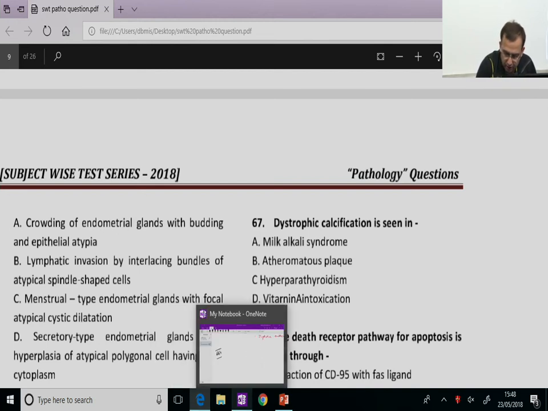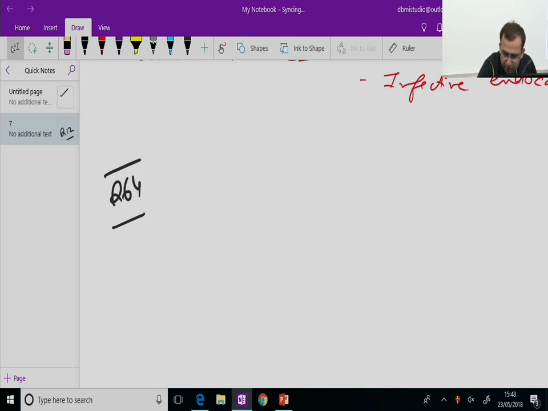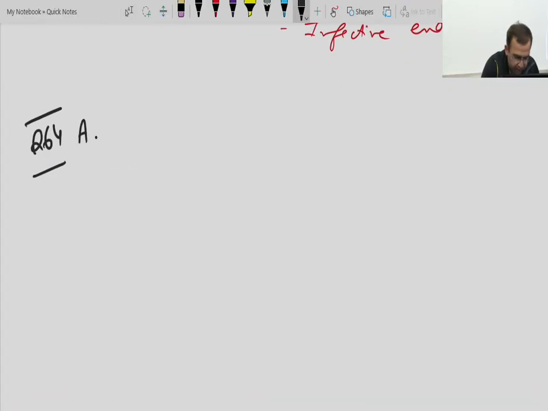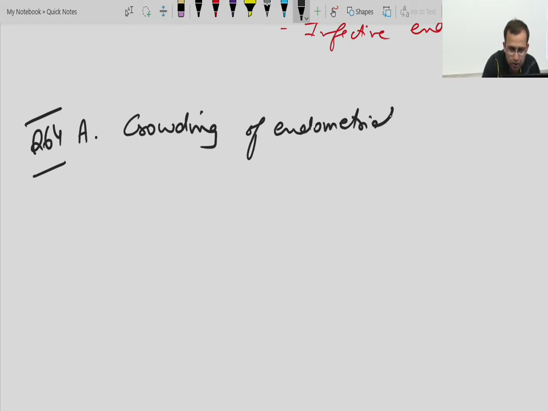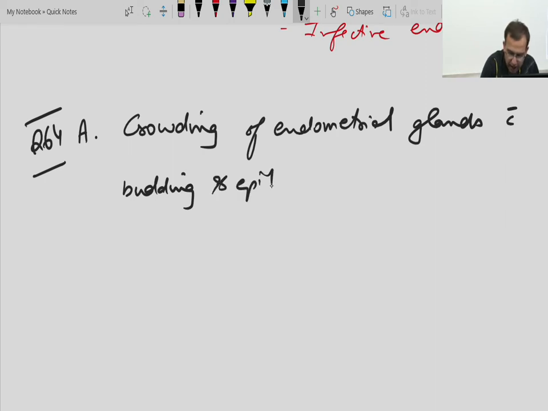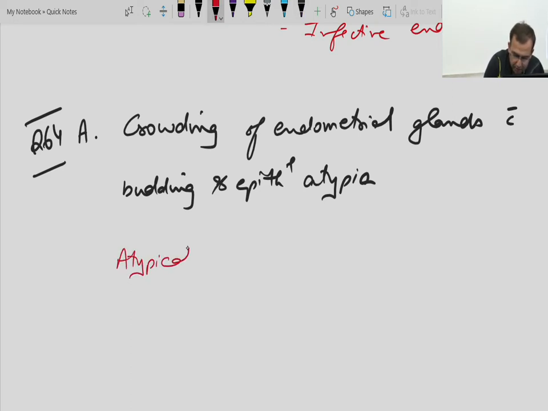This is what we mean by atypical hyperplasia. This is a factual question. So question 64, the answer is A. That is overcrowding of endometrial glands with budding and epithelial atypia. This is the classical feature of atypical hyperplasia.